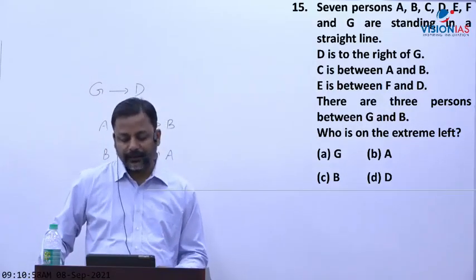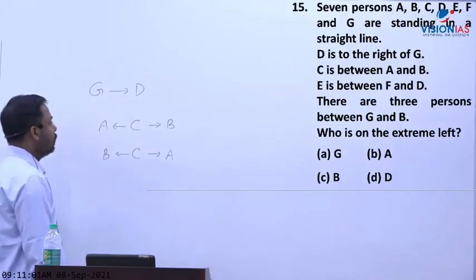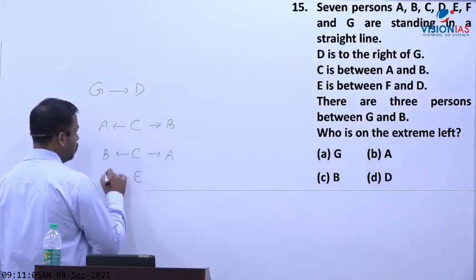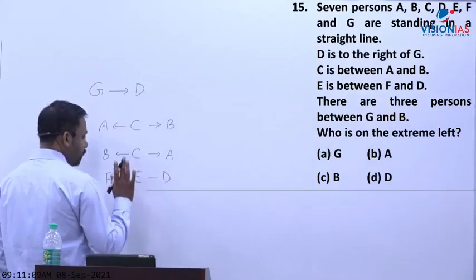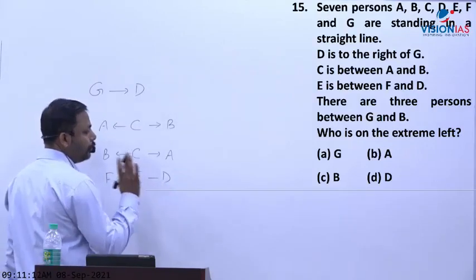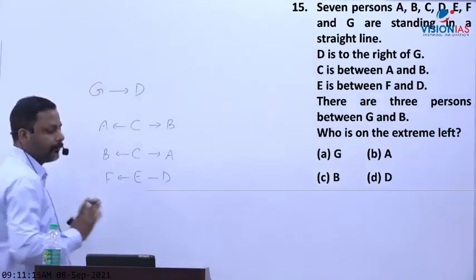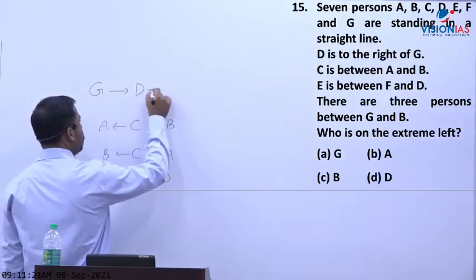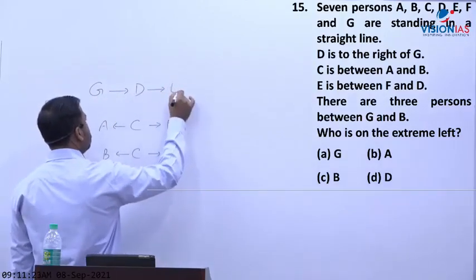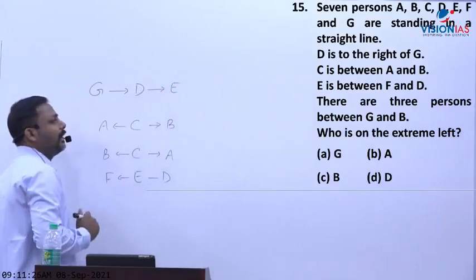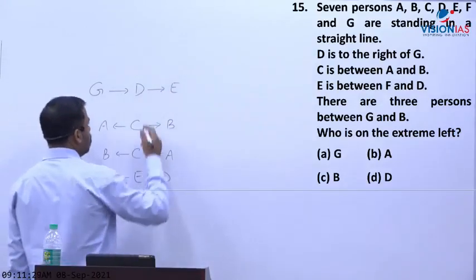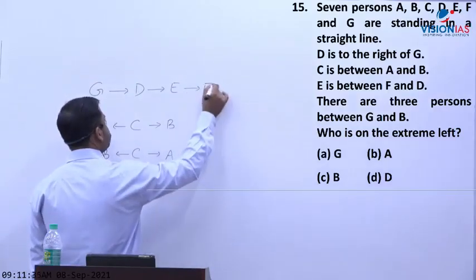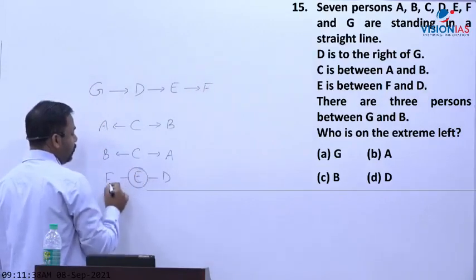E is between F and D. Again we have the same condition. It means E is next to D. And as we know that G is on the left hand side of D, if E is next to D, E has to be on the right hand side of D. So on the other side of E, F should be placed, since E is between F and D.